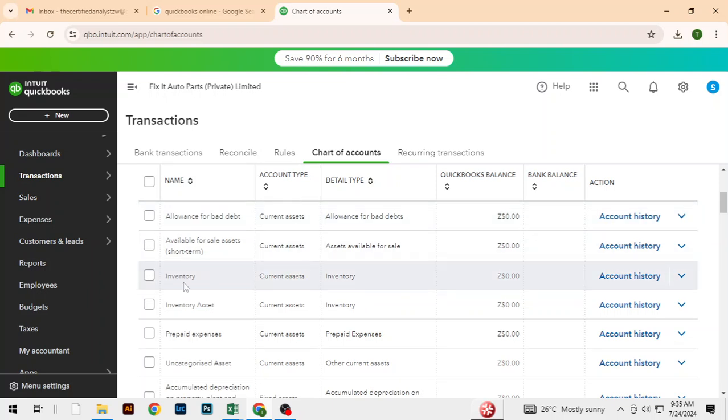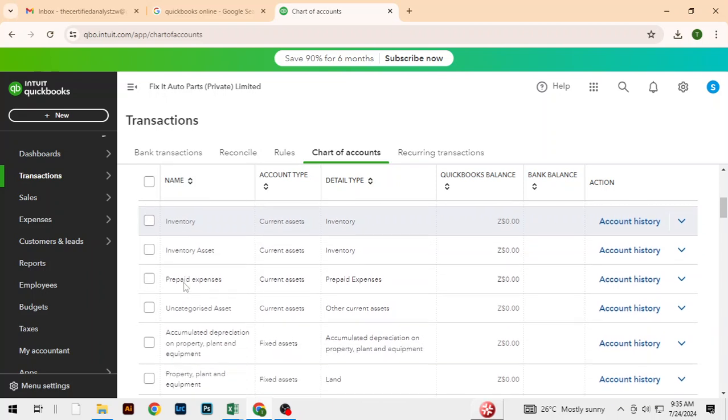Okay, so inventory, these are stock items that you buy from your suppliers for the purpose of reselling. Okay, so these are key or crucial to the operating performance of a business. Okay, because obviously you need inventory. Then we've got the inventory asset. Okay, it's also the same as inventory.